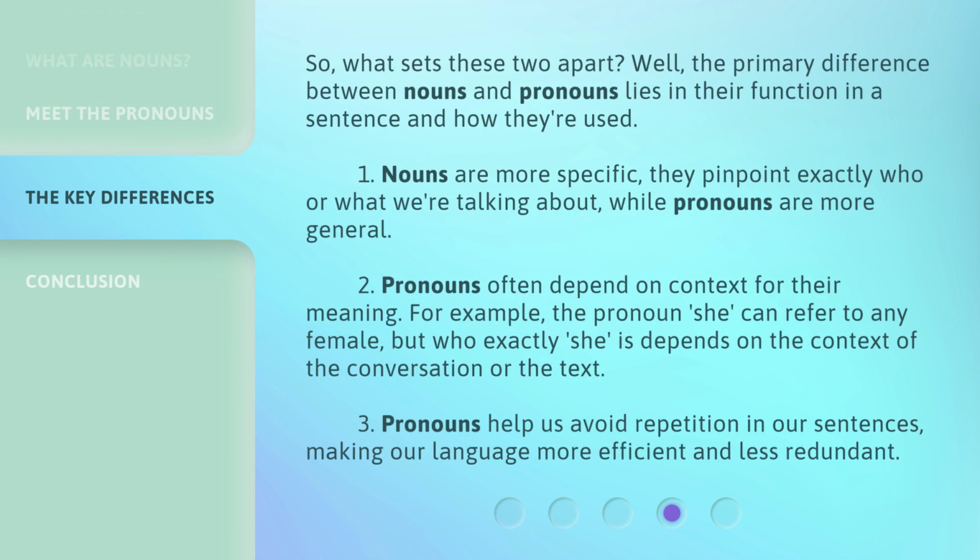So, what sets these two apart? Well, the primary difference between nouns and pronouns lies in their function in a sentence and how they're used. 1. Nouns are more specific. They pinpoint exactly who or what we're talking about, while pronouns are more general. 2. Pronouns often depend on context for their meaning. For example, the pronoun "she" can refer to any female, but who exactly she is depends on the context of the conversation or the text. 3. Pronouns help us avoid repetition in our sentences, making our language more efficient and less redundant.